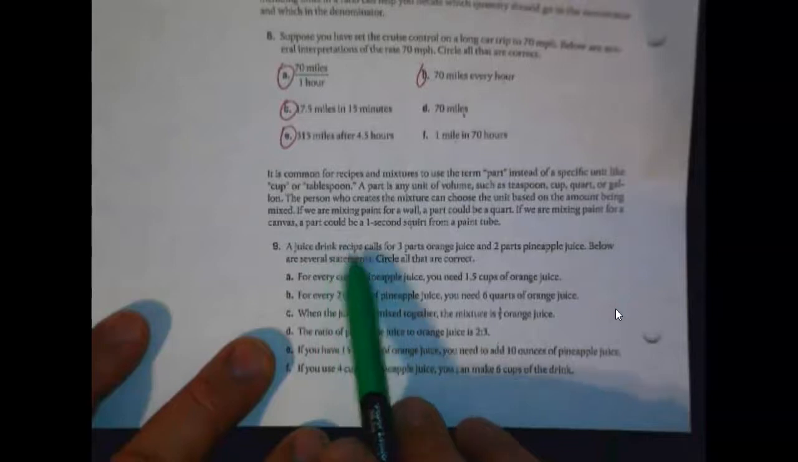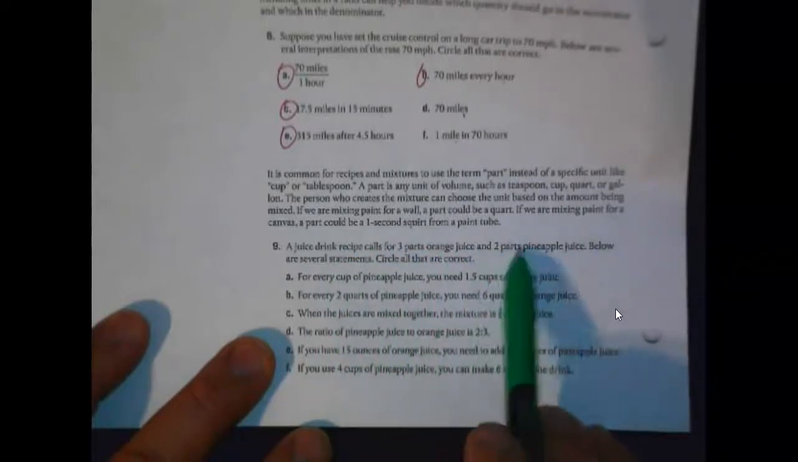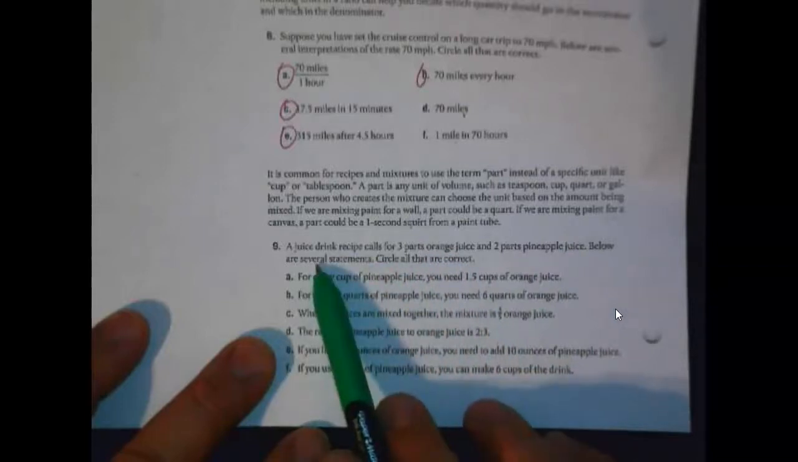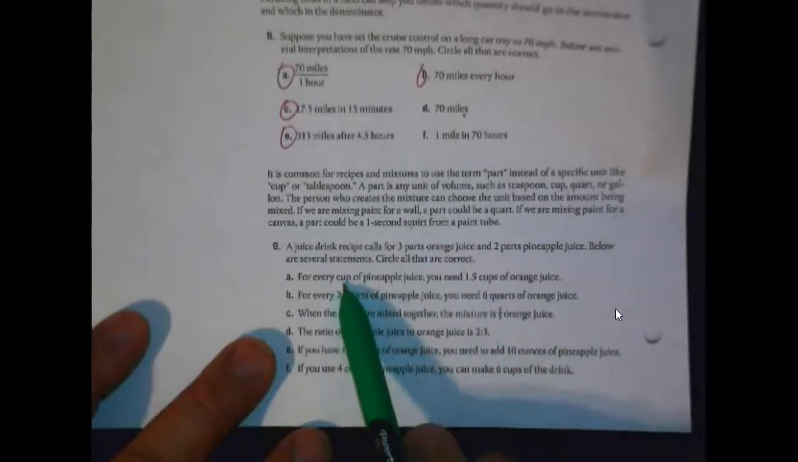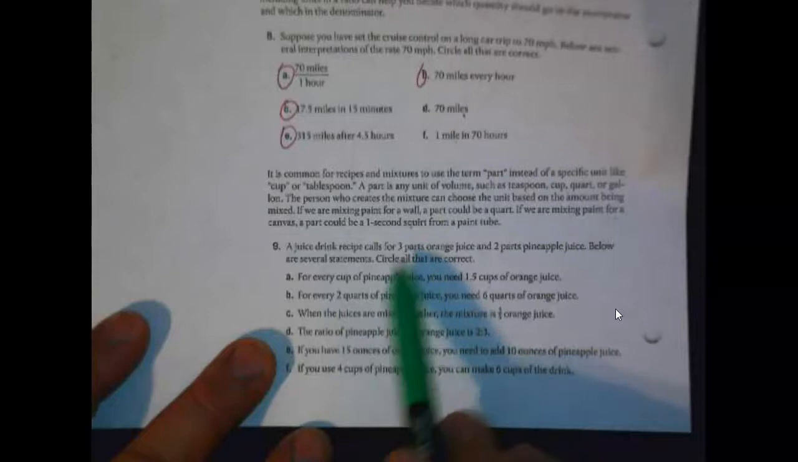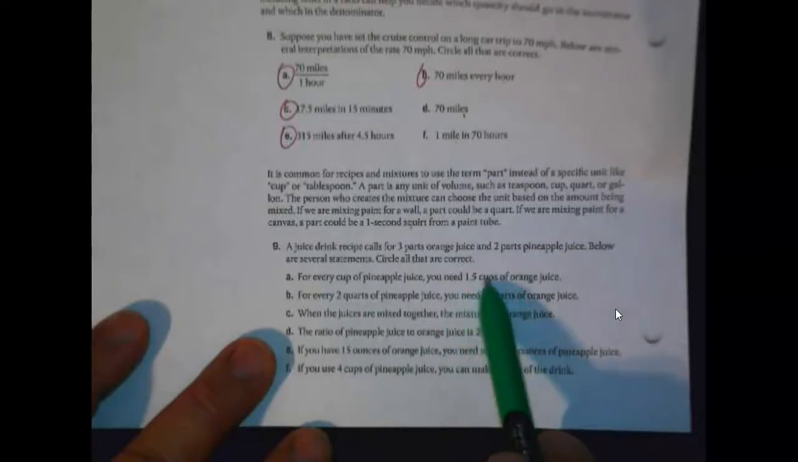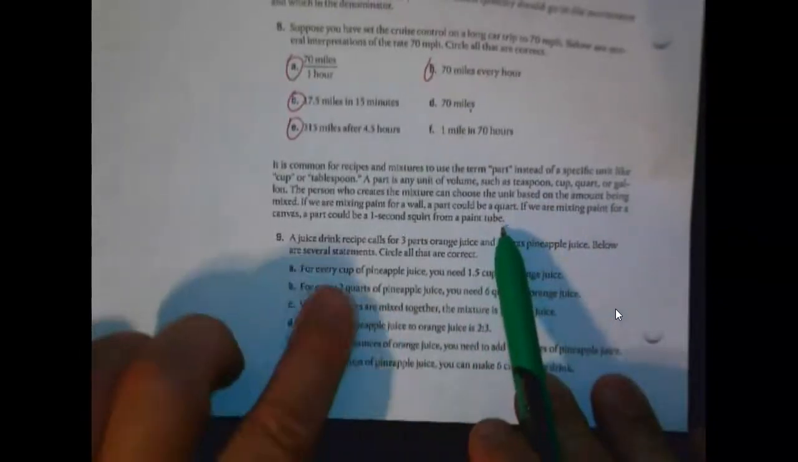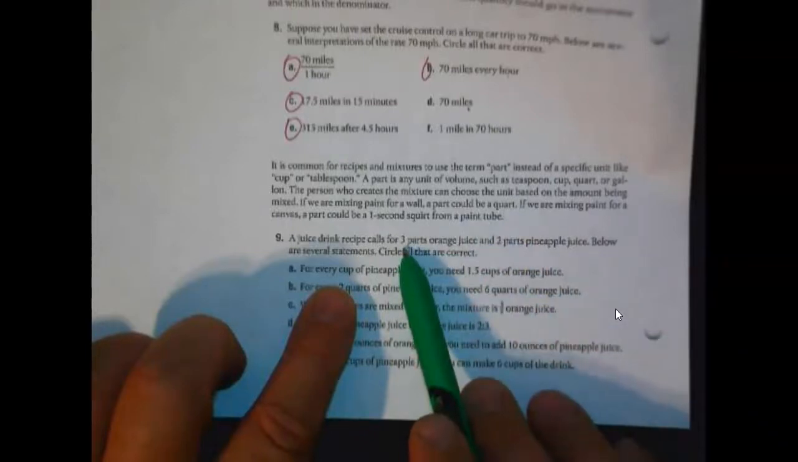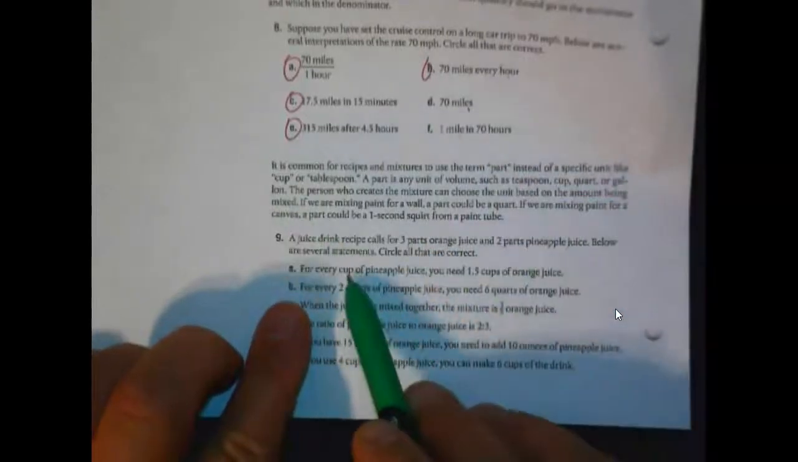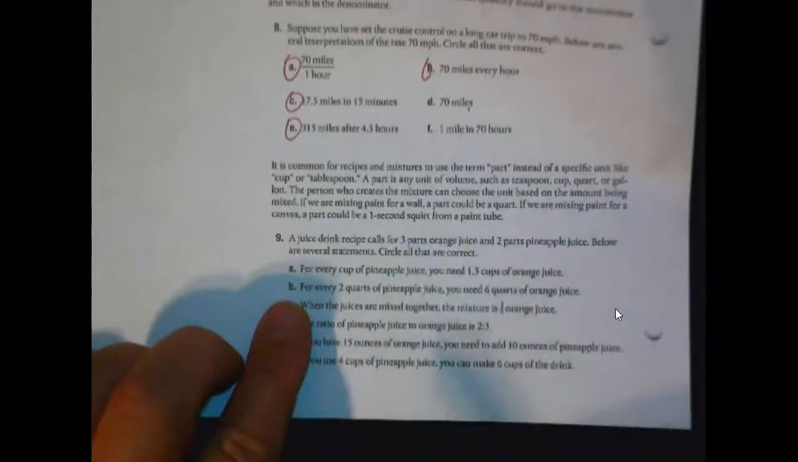A juice drink recipe calls for 3 parts orange juice and 2 parts pineapple. Below are several statements. Circle all that are correct. So again, all we're going to do is substitute whatever unit of measure we choose in for parts. For every cup of pineapple juice, you need 1.5 cups. So if I have this 2 parts, it gives me the 1 part or 1 cup. If I have the 3 parts orange juice, that gives me 1.5 cups of orange. So this one's true. 1 cup, 1.5. It's half of this.